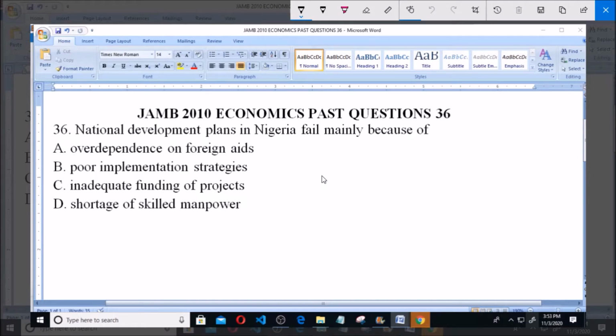Question 36 says, National Development Plans in Nigeria fail mainly because of: option A says overdependency on foreign aids. Option B says poor implementation strategies. Option C says inadequate funding of projects. Option D says shortage of skills.